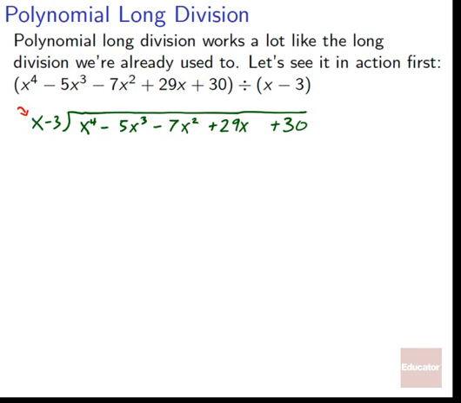How many times does x go into x to the fourth? Well, x to the fourth divided by x would be x cubed. So the x cubed goes here. Now that part might be a little confusing. Why didn't we wind up having it go at the front? Well, think of it like this. If we have 12 divide into 24, does 2 show up at the front? No, 2 doesn't show up at the front.